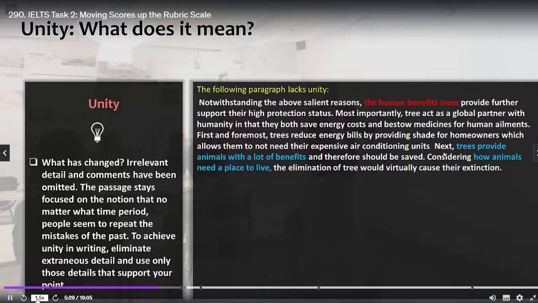But then the student goes ahead and writes about trees, providing animals with benefits, and discusses how animals need to have a place to live. You have just created massive incoherence. There's no unity here because half of the paragraph is unrelated to the controlling idea. That's why knowing how to write topic sentences is so important. Knowing how to write thesis statements is so important.